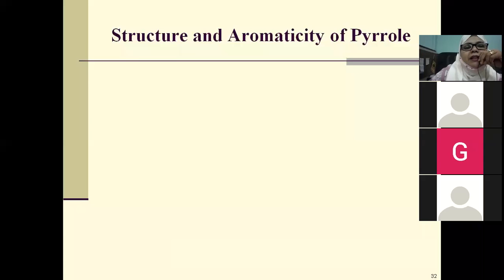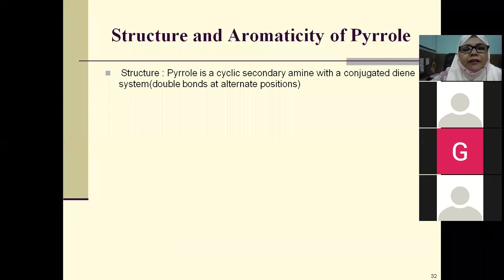Now we will see the structure and aromaticity of pyrrole. Why is pyrrole aromatic in nature? Okay, and its structure. So pyrrole is a cyclic amine. जिसमें भी कंपाउंड में नाइट्रोजन रहता है हम लोग उसको amine बोलते हैं. So pyrrole is a cyclic amine with a conjugated diene system. डबल बॉन्ड है ना, 2 alternate position पे, तो diene system है.